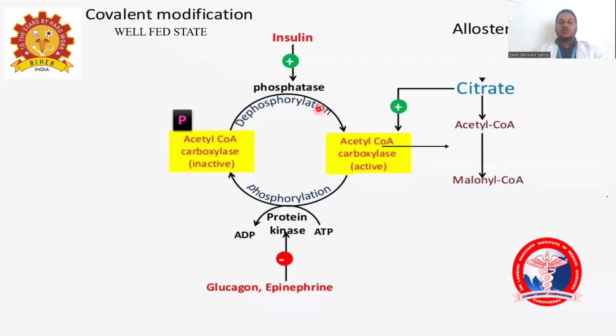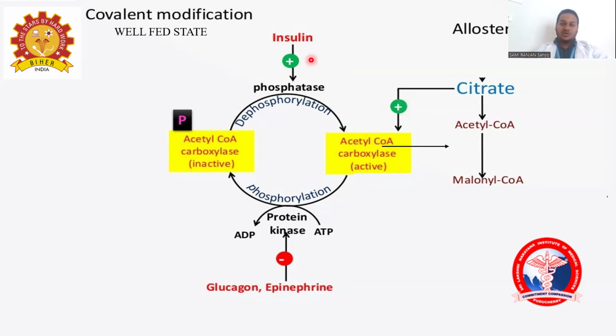Who is helping this or who is stimulating this? This stimulation will take place by insulin. Insulin will stimulate the phosphatase enzyme to bring about dephosphorylation, where acetyl-CoA carboxylase, which has a phosphate group, is converted into acetyl-CoA carboxylase in the active form. That means removal of phosphate takes place. Dephosphorylation means removal of phosphate.